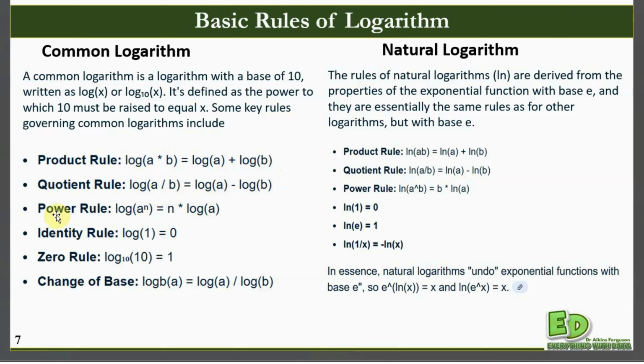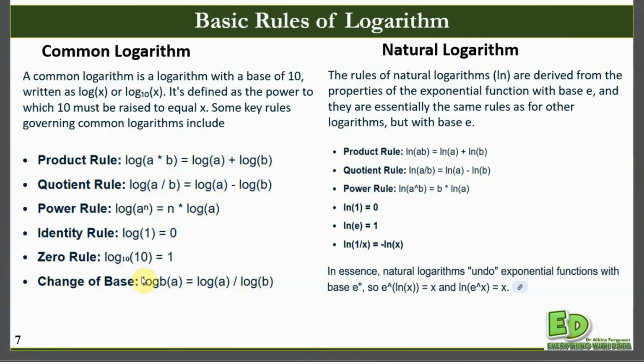We have the next one, which is the power rule, where you have log a to the power n. The exponent inside the bracket, which is n here, becomes multiplication outside. So you can see that log a to the power n, then n is rather multiplying log a. The exponent becomes multiplied by log a here.